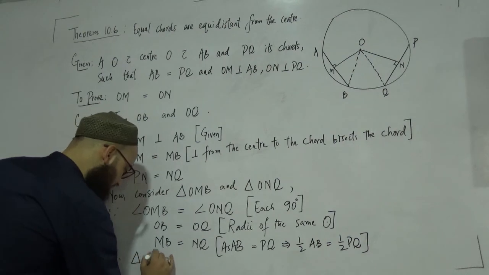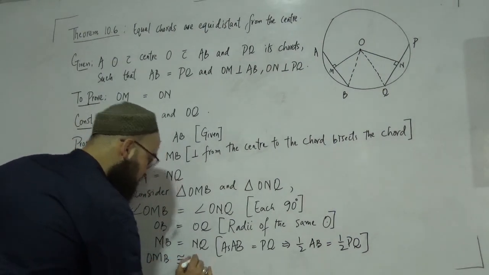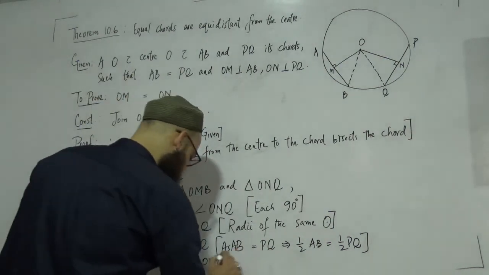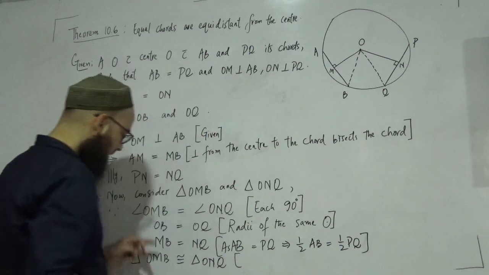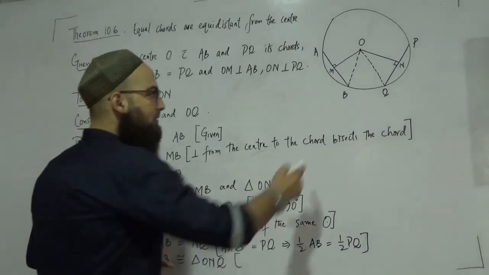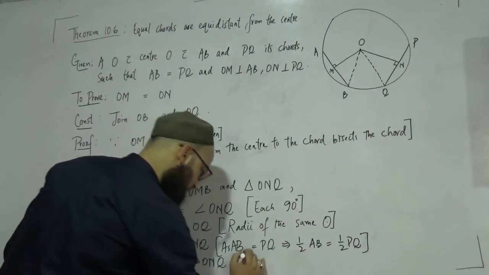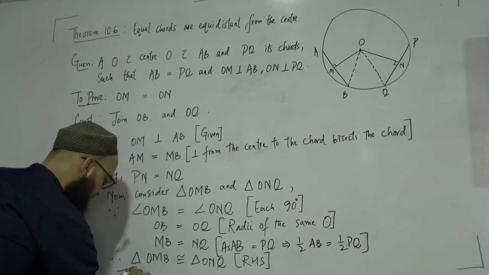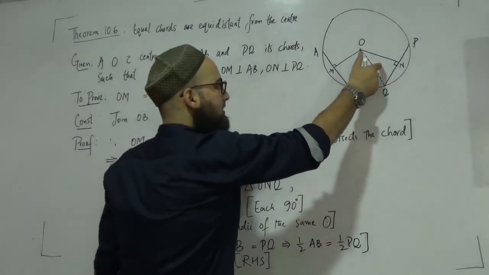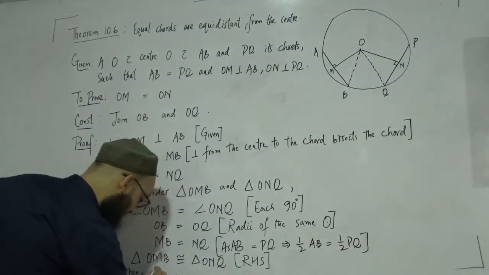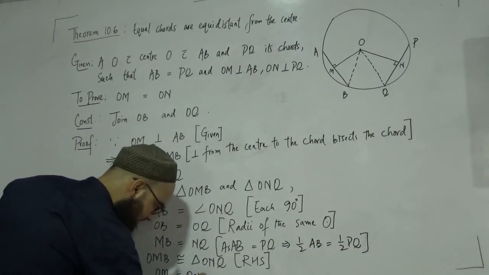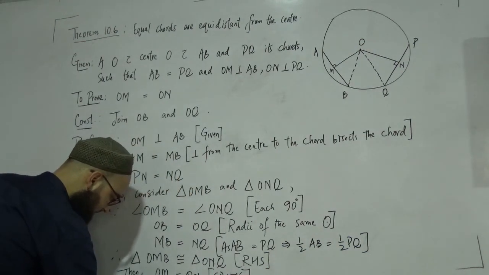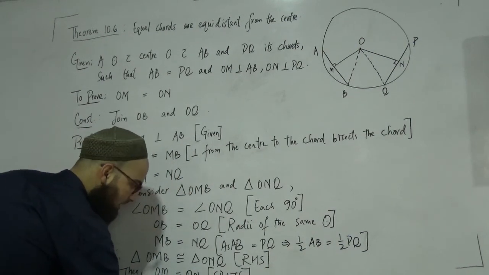Therefore, triangle OMB is congruent to triangle ONQ by right angle, hypotenuse, side. Because this is the hypotenuse of this triangle. Then I can say, if this triangle is congruent to this triangle, OM is equal to ON by CPCTC. Hence proved.